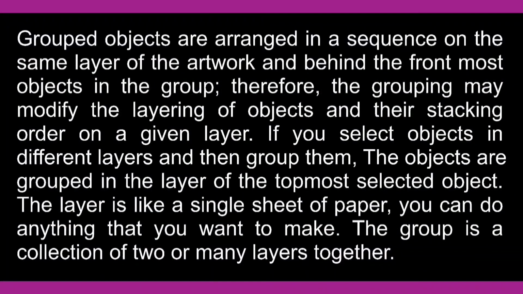Grouped objects are arranged in a sequence on the same layer of the artwork and behind the front most objects in the group. Therefore, the grouping may modify the layering of objects and their stacking order on a given layer. If you select objects in different layers and then group them, the objects are grouped in the layer of the topmost selected object. The layer is like a single sheet of paper. You can do anything that you want to make. The group is a collection of two or many layers together.